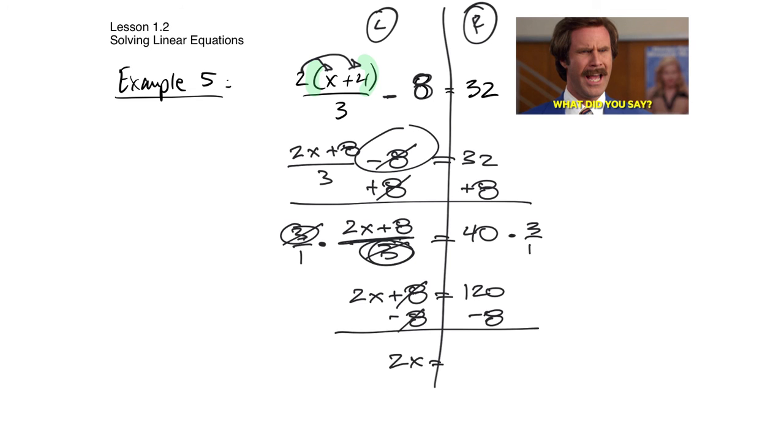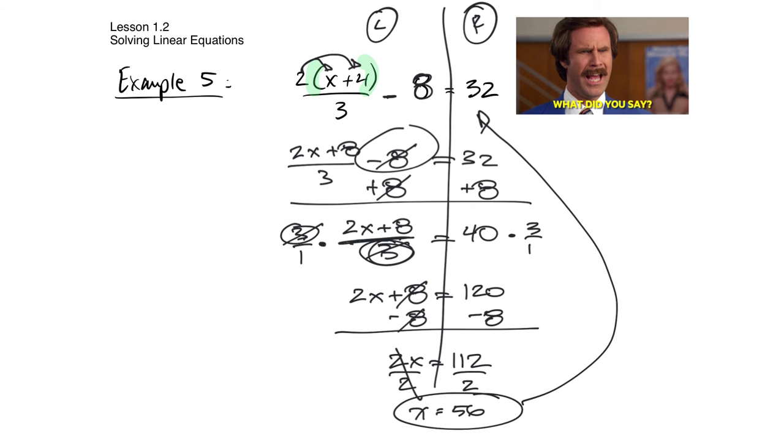Next, I'm going to remove the positive 8 by subtracting 8 from both sides. I get 2x equals 112. 120 minus 8 is 112. Divide both sides by 2. 2 divided by 2 is 1. So I have 1x equals 56. That's the solution to this equation.